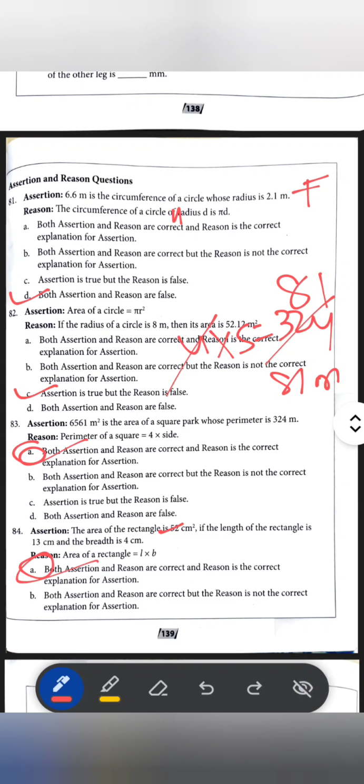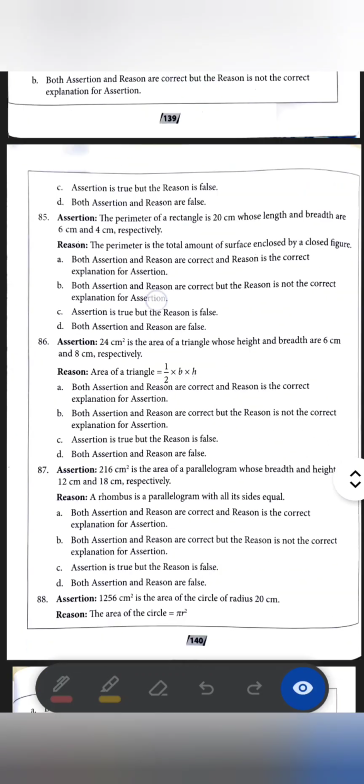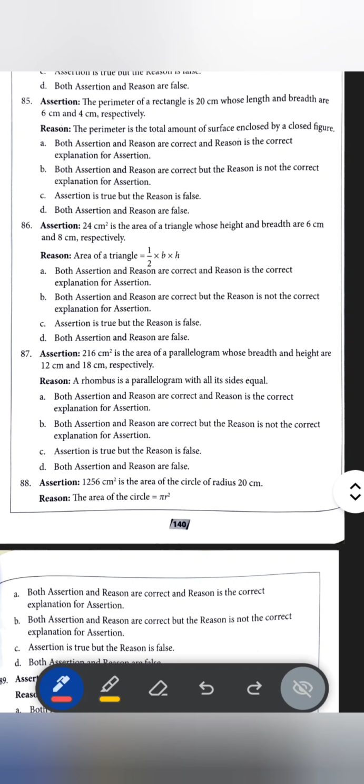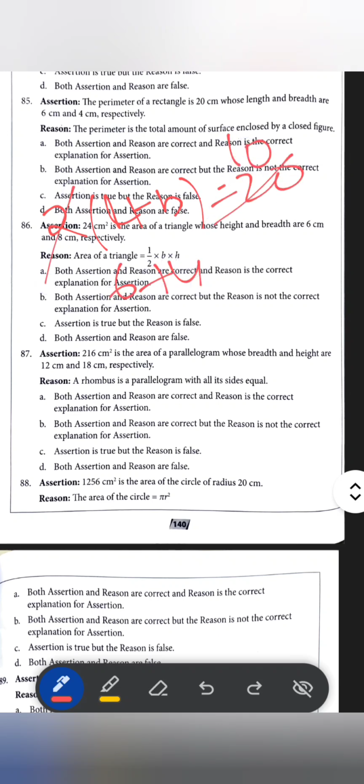Now come to the next part. Next page. So here it is. Question number 85. The perimeter of a rectangle is 20 centimeter whose length and breadth has been given as 6 and 4. So let's check that 2 into (length plus breadth) is equal to 20. So 2 tens are 20, and length is equal to 6, breadth is equal to 4. 6 plus 4 is also 10, so 20.